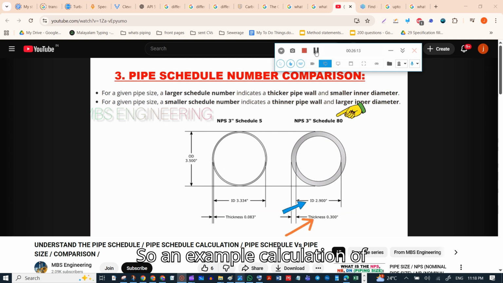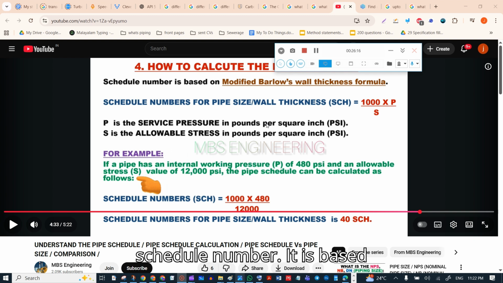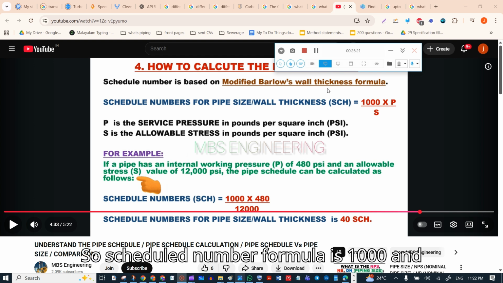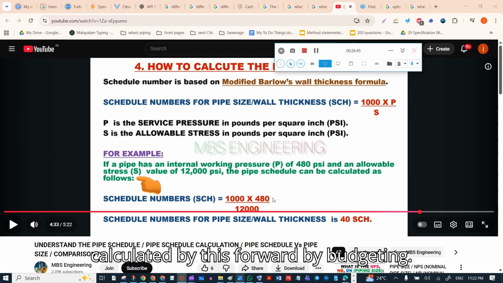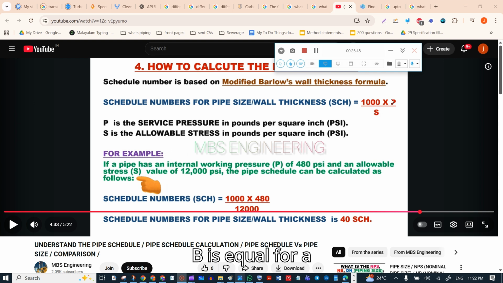So an example calculation of schedule number. It is based on Barlow's wall thickness formula. So the schedule number formula is 1000 times P by S, where P is the service pressure in PSI and S is the allowable stress in PSI. So for an example, if the pressure is 480 psi and the allowable stress value is 12,000 psi, then the pipe schedule can be calculated by substituting P equals 480 and S equals 12,000.